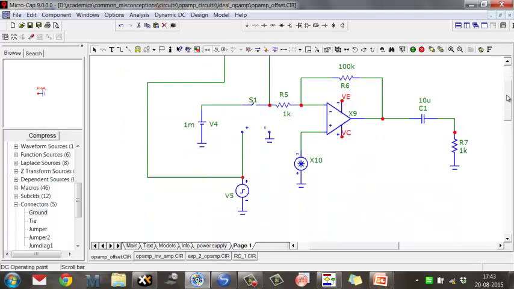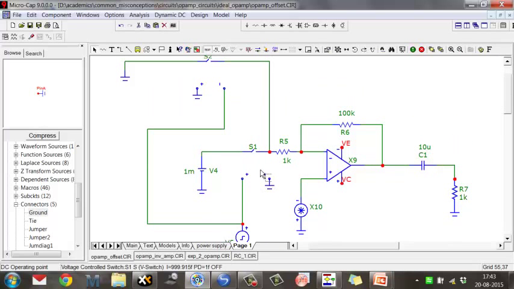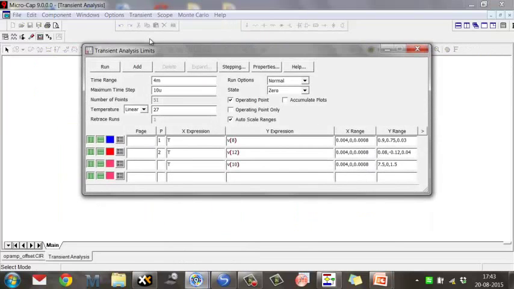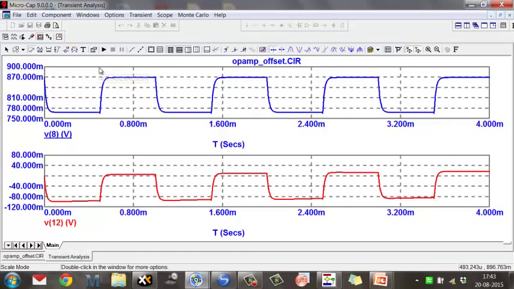Right? So now let me show you that if I run these two switches, when I open this switch, this one is closed. And when I close this switch, this one is open. So these are like non-overlapping switches. And so the op-amp's contribution remains the same, and the signal's contribution becomes time varying, right? So if I do that, let me now run transient analysis and see what happens.